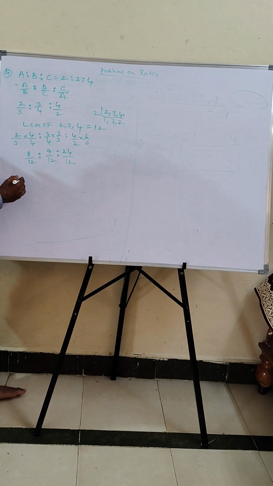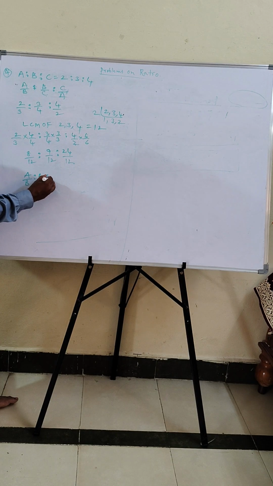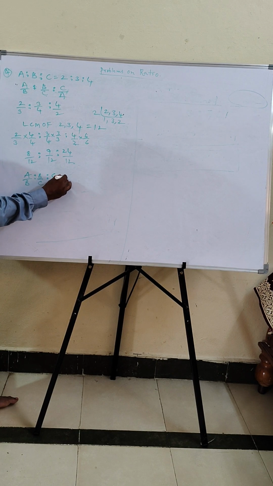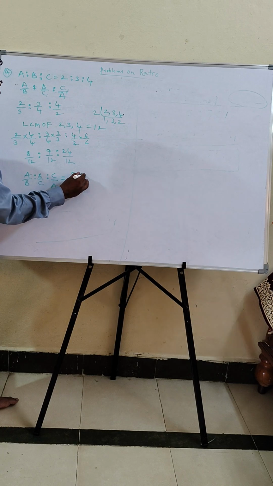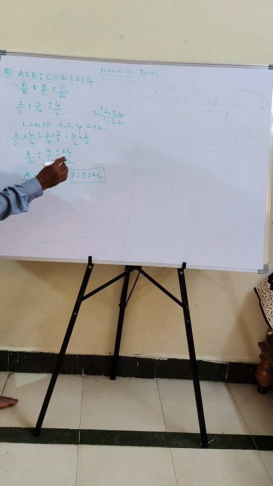Here, the ratio is 8 is to 9 is to 24. So the value of A by B is to B by C is to C by A is 8 is to 9 is to 24. This is the right answer.